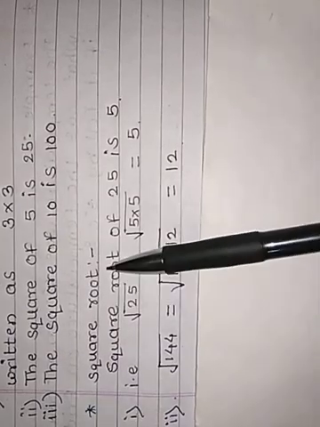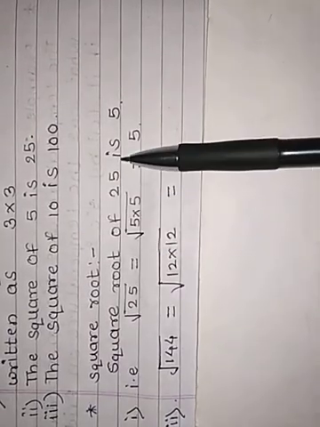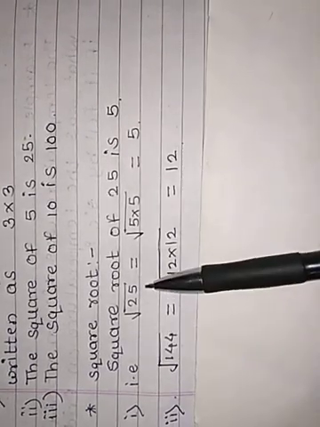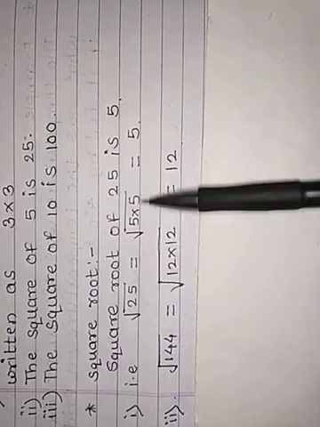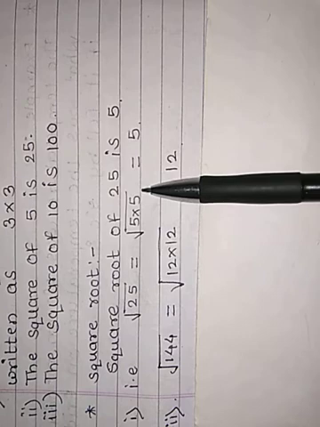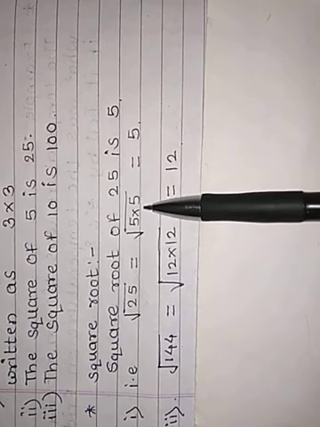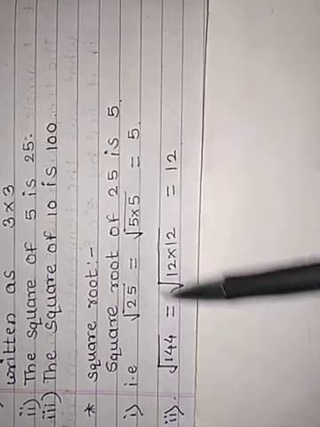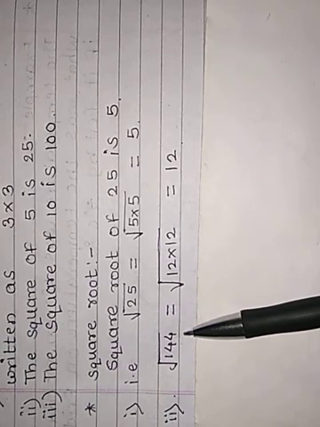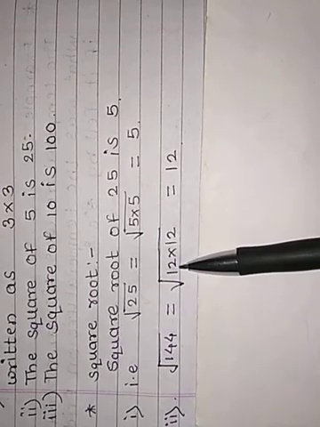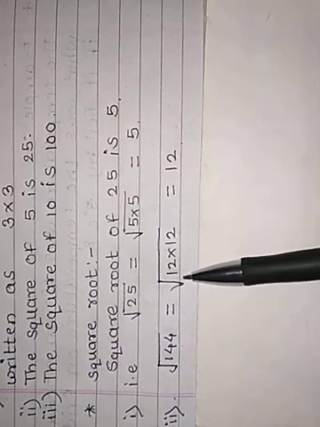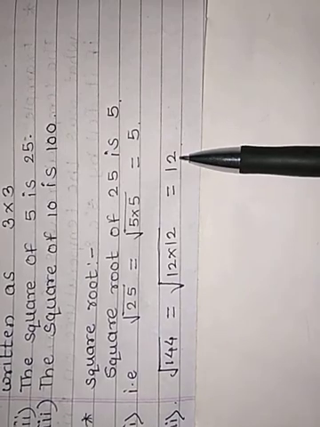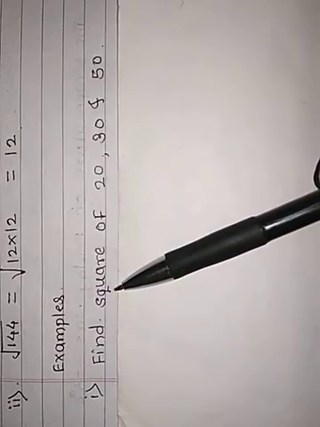Now, square root. Square root of 25 is 5. We can write the square root of 25 as the multiplication of 5 into 5. So when these numbers are in the square root sign, we take only one number, that is 5. Similarly, square root of 144 will be 12 into 12. In the square root sign, 12 into 12, so we write only once, that is 12.